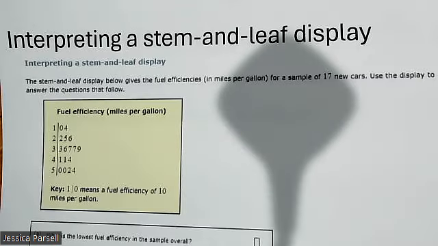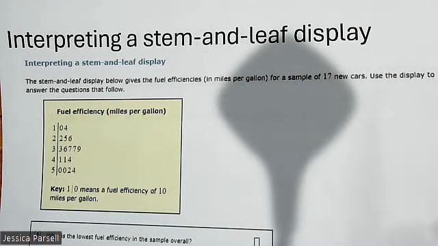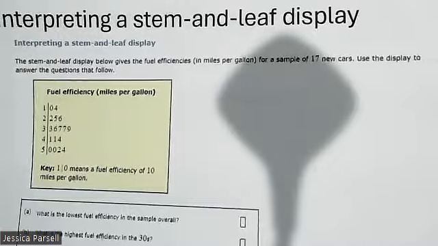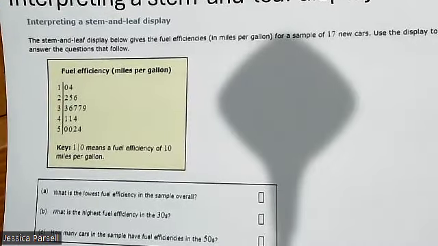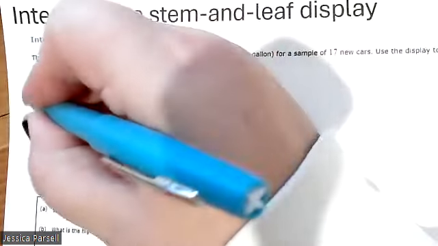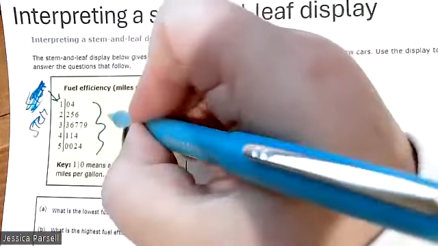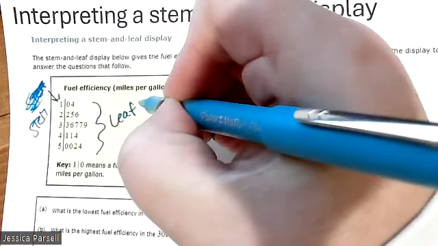Okay, let's keep it moving. All right, we're interpreting a stem and leaf display. The stem and leaf display below gives fuel efficiencies in miles per gallon for a sample of 17 new cars. Use this display to answer the questions that follow. So let's take a look at the stem and leaf. First of all, right here, this is your stem column, and these right here are your leaves.